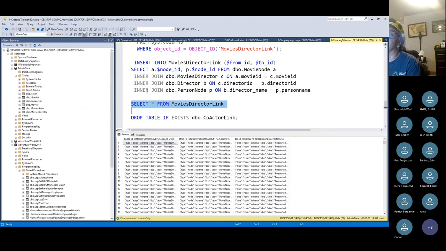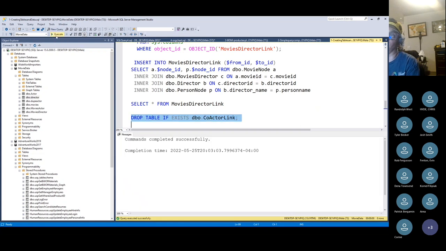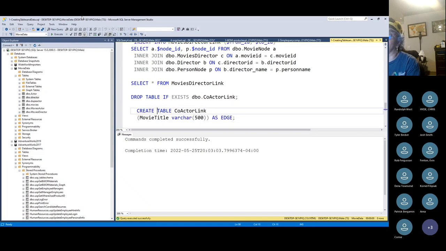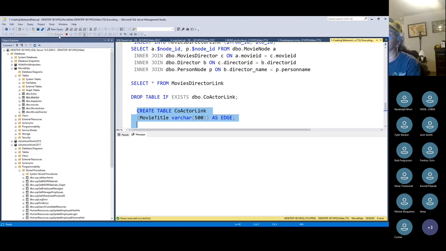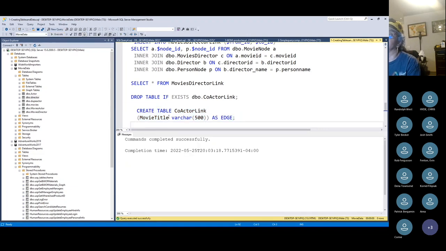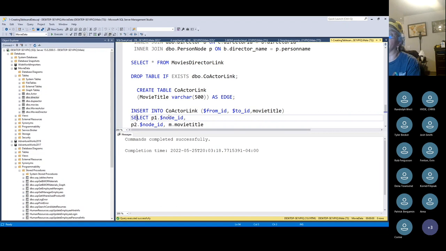Same thing as you saw with the movie actor. Then this is the one called co-actor, that is who has co-starred with who. This is a good way to experiment with shortest path and to see the connections between people. So I created a co-actor link and added a movie title, like how people are related, where did they meet each other?